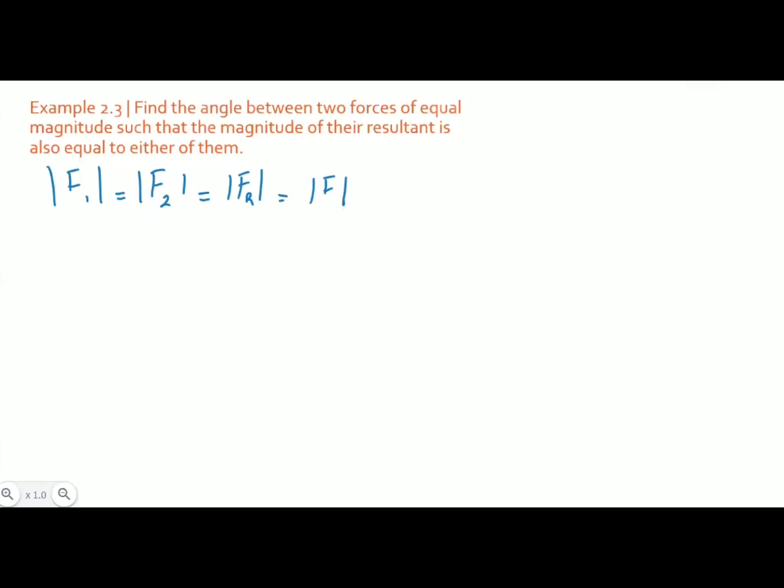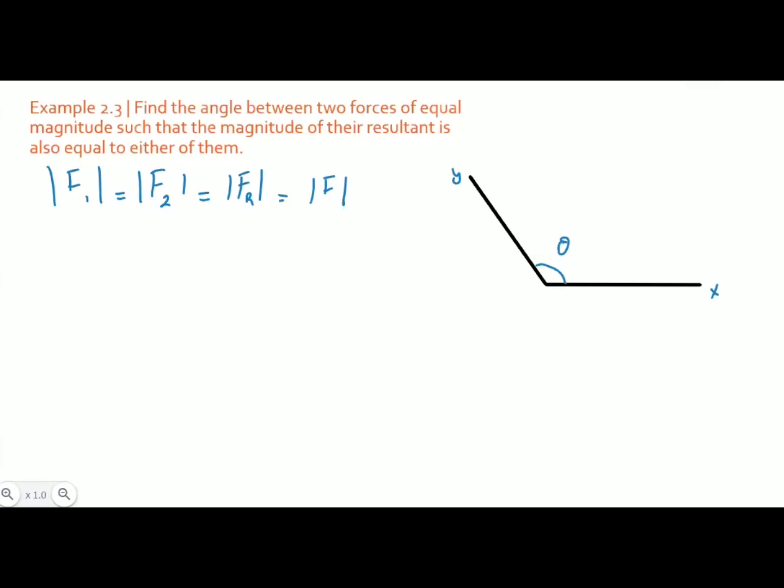So now if we draw these vectors, first of all we consider the force F1 which is acting along the x-axis, so its angle is 0 degree, while the another force F2 of the equal magnitude is making an angle of theta from the x-axis.